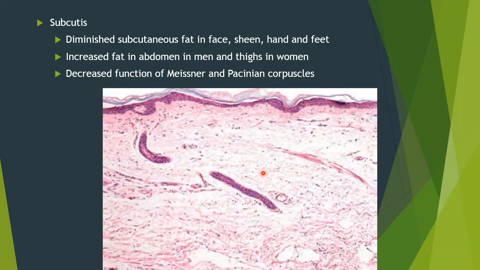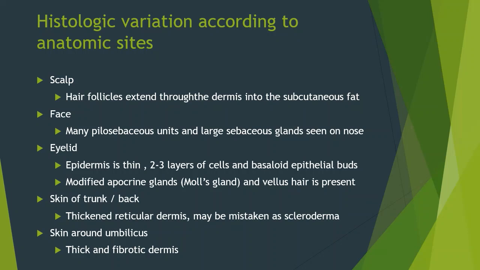And if we see the skin of different body parts or different anatomical sites, there is also some difference in the structure of the skin. And this idea we should have, because for any skin biopsy, if the site is not mentioned, in some parts of the body there are some specialized changes in the skin morphology, and that may be mistaken as some disorder or some pathology in that portion of the skin.